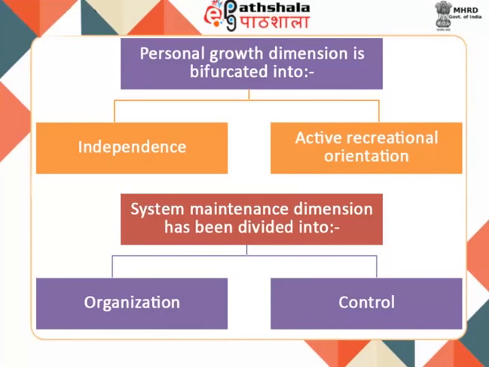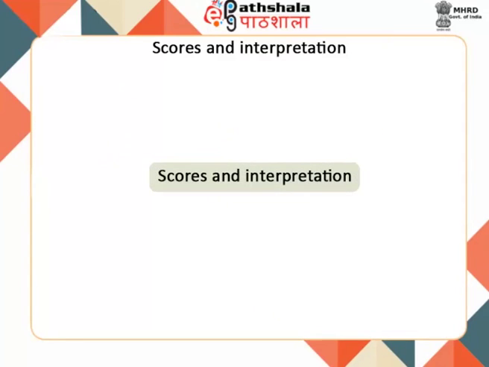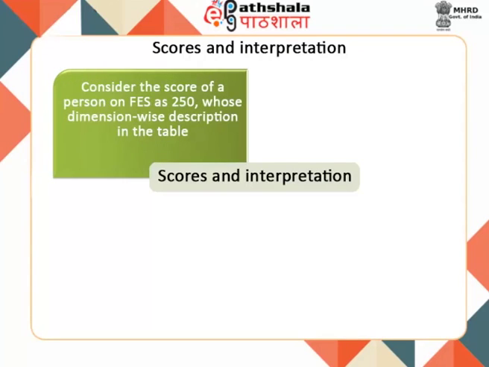The scale, by the same title by Moons, is the conceptual basis for the scale. The FES has 69 items and has qualitative norms between age range 17 to 50 years. Scores and interpretation. Consider the score of a person on FES as 250, whose dimension-wise description is given in the table.